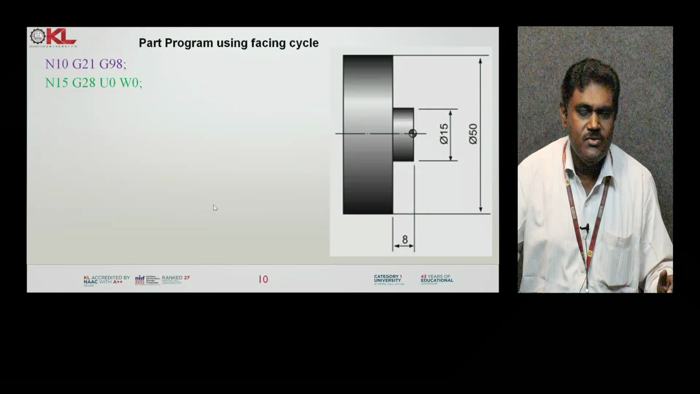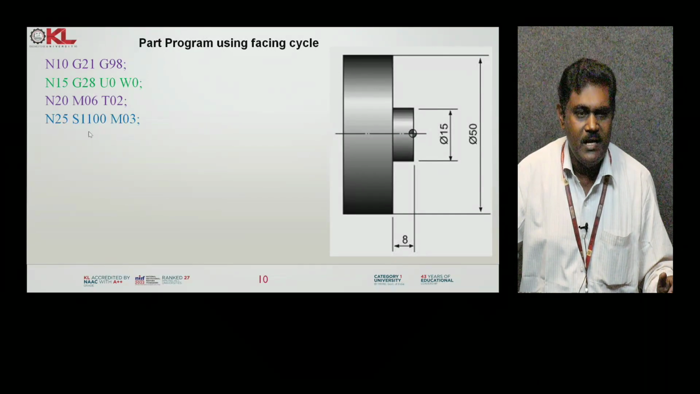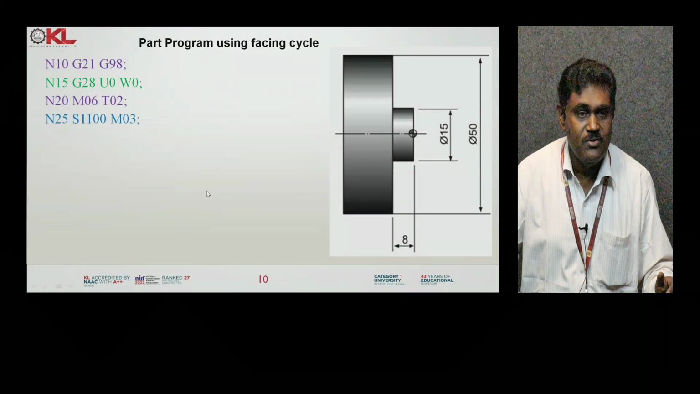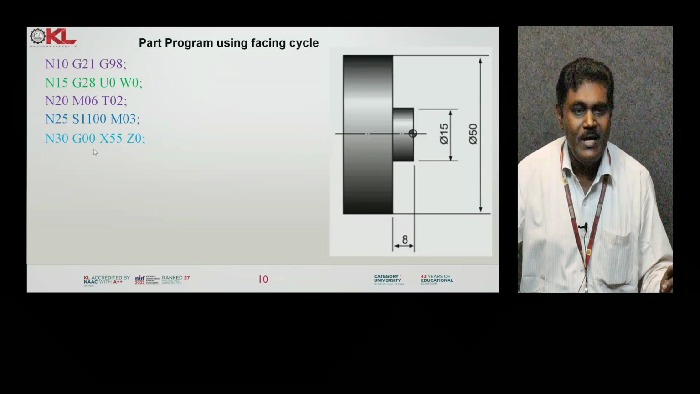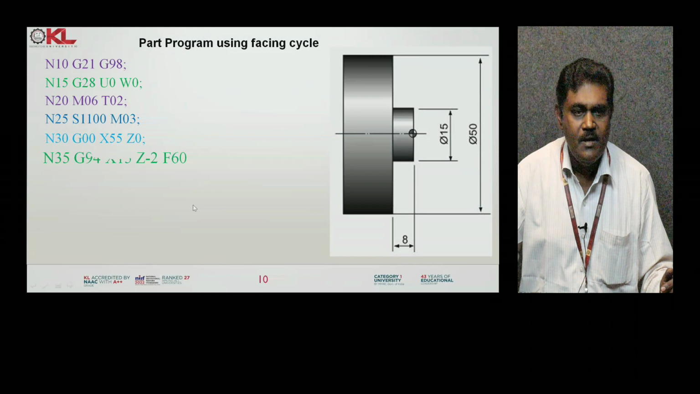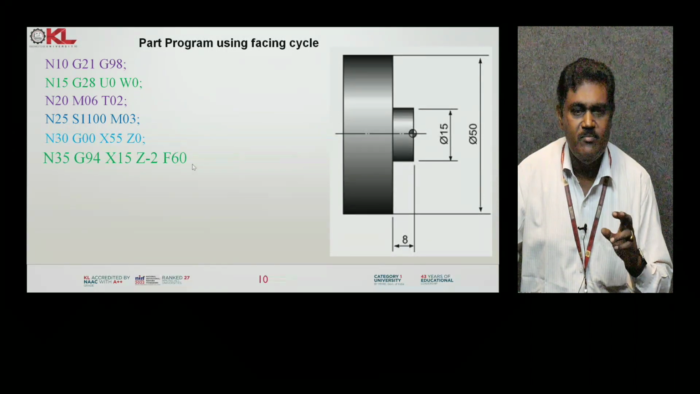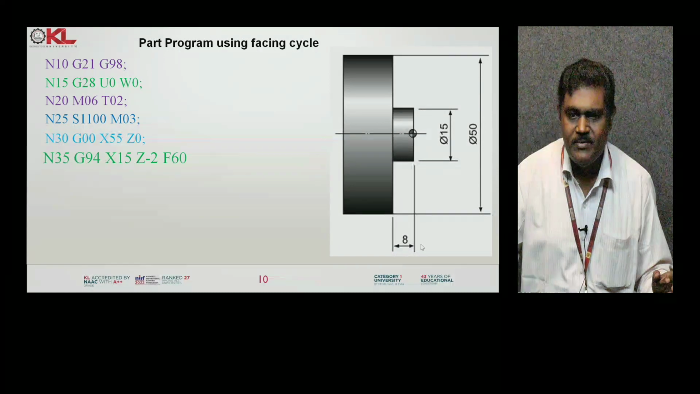So, G28 U0 W0, M06 T02 tool change to tool 2, spindle speed 1100, M03 spindle starts rotating, and tool entry point G00 X55 Z0, and phase cycle G94 X15 Z-2 F60. Now, 8 mm is there.